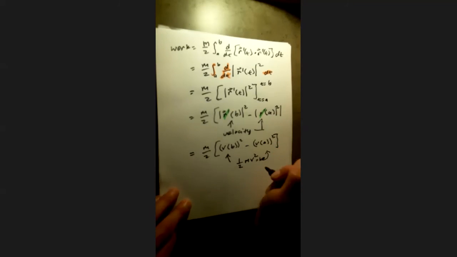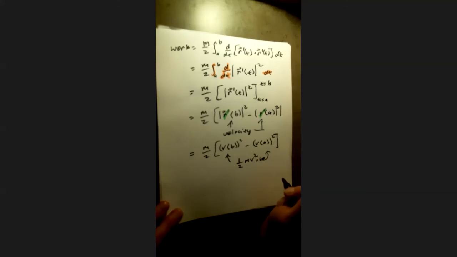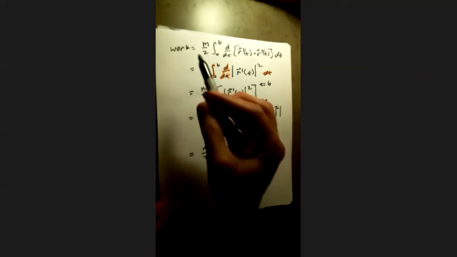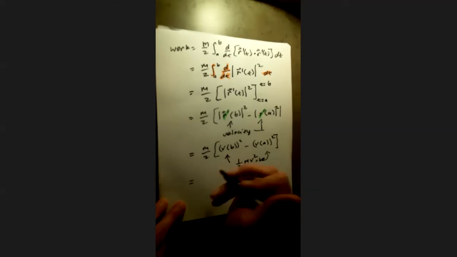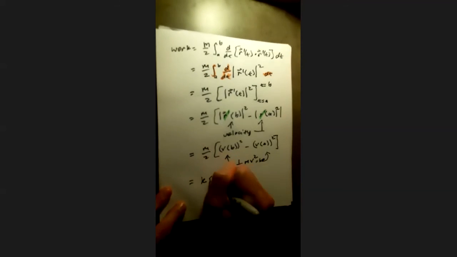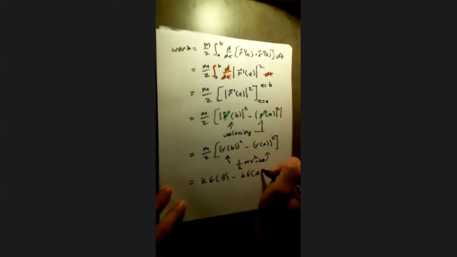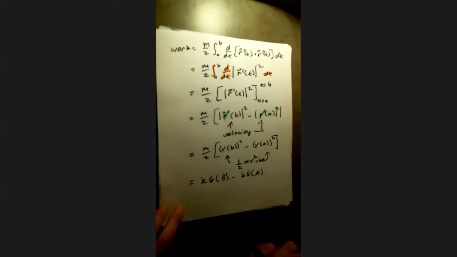For those of you that haven't had physics, you just get to smile and nod, and be like, oh, that's so cool. My friends that have had physics must be really enjoying themselves right now. And so all this stuff, this work, would be equal to the kinetic energy at B minus the kinetic energy at A. Questions so far?